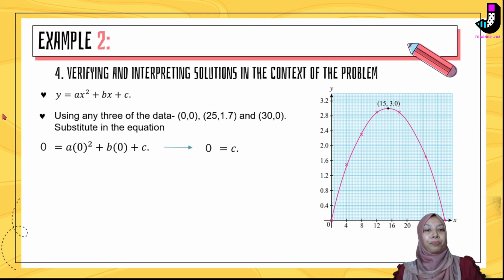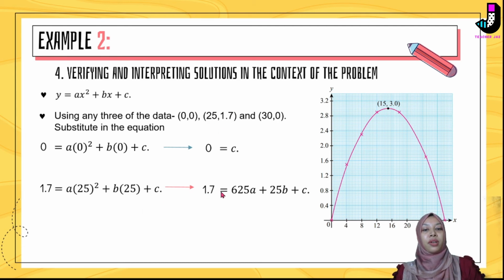So here, from the first one, 0 0, I put 0 for y and x also 0, so finally I will get c equals to 0. And the second one, the y is 1.7 and x equals to 25. Okay, from this 25 and 1.7, you will get 1.7 equals to 625a plus 25b plus c.